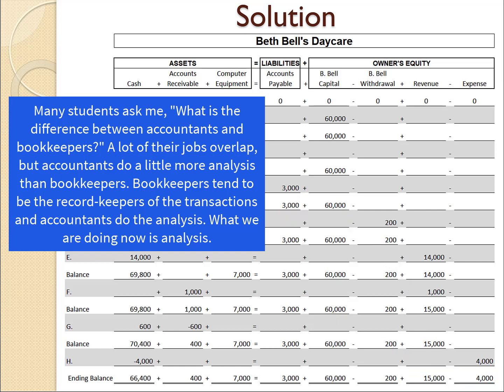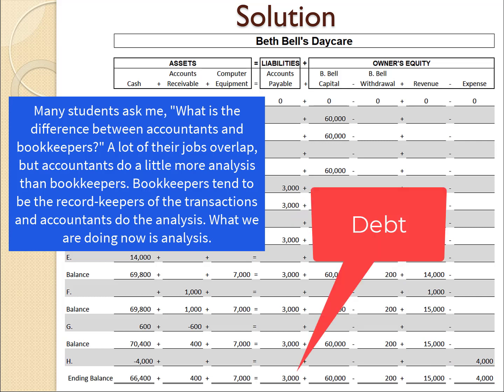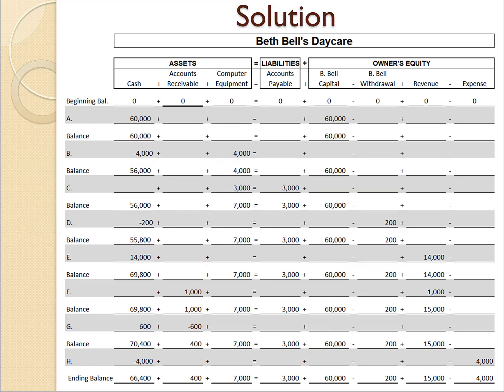And let's look at her debt situation. That's another thing that's really important when you analyze companies. Does she have a lot of debt compared to cash? Well, she's got a bunch of cash, $66,400, and her debt is only $3,000. So her company's in really good financial position. She's doing really well and is off to a great start. Good job, Beth.